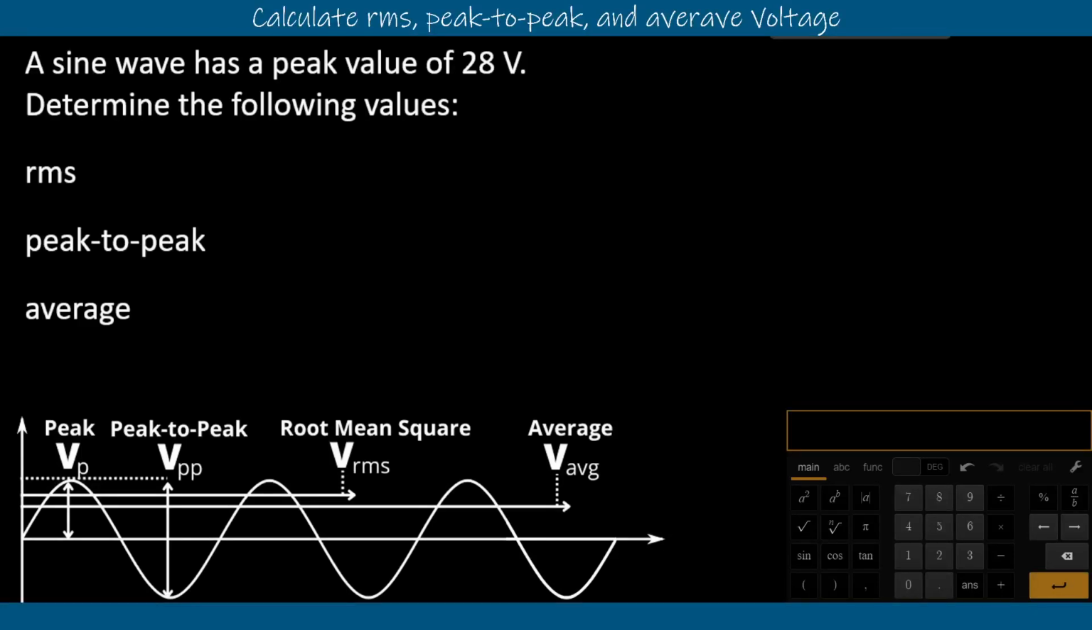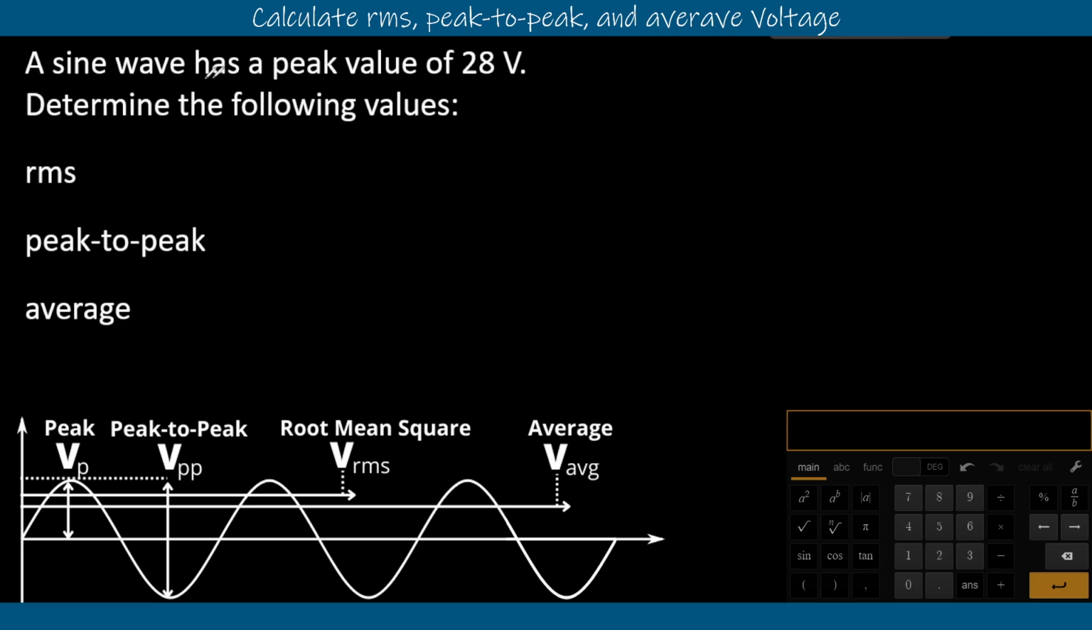Hello and welcome. In this video, we're going to look at how to calculate RMS voltage, peak-to-peak voltage, and average voltage. We need this when we're looking at our oscilloscopes because a lot of times we'll end up measuring the peak voltage and then we'll need to calculate the other ones. Also, our multimeters will measure RMS voltage, so sometimes to correlate our readings, we'll need to convert between the two.